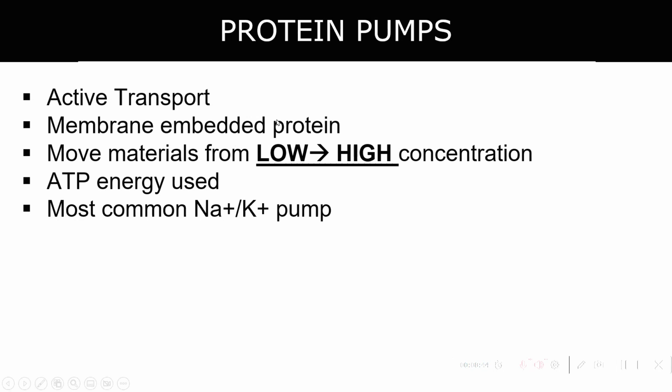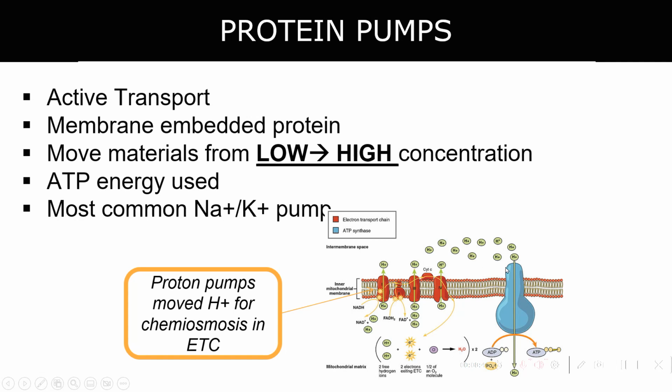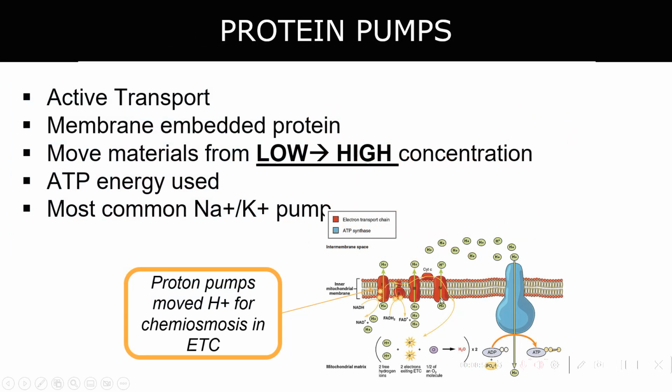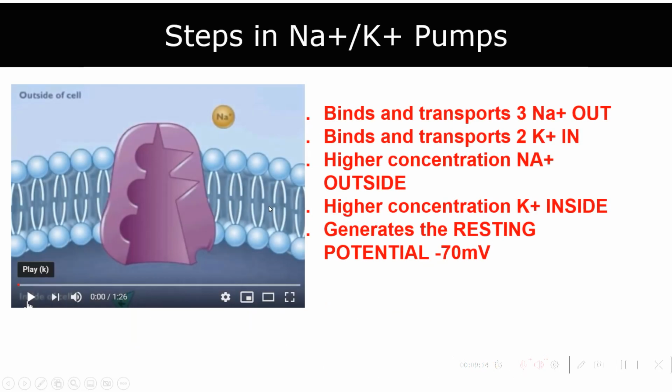This is a form of active transport where you have some kind of embedded membrane protein, and its whole job is to move materials from a low to a high concentration. So we're going against our concentration gradient. Because of that, it is energy using, because this is active transport. And the most common example that we've seen so far is the sodium-potassium pump. We saw that during glucose transport in the digestive system, and we're seeing it again here in the neuronal system.